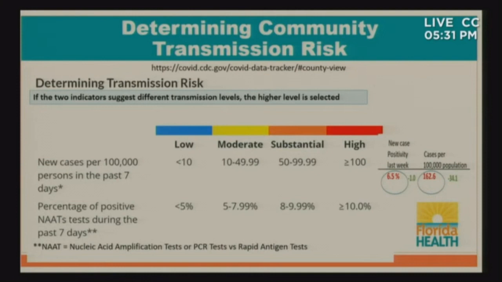So we're going in the right direction, and we probably will continue to go in the right direction for several weeks until we start into the winter and holidays. Because we're at 162, it's above 100, so therefore you pick the level that is the highest to give you the indication for your risk in your community for transmission of the virus.